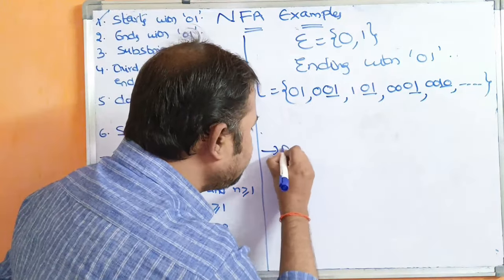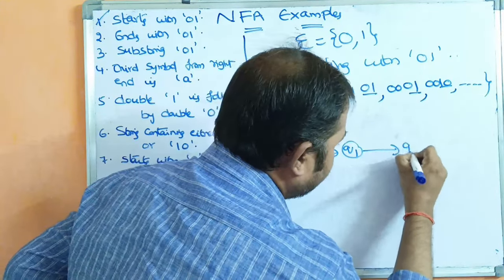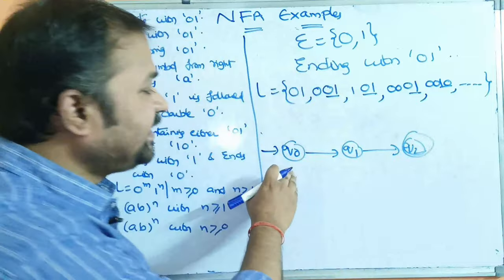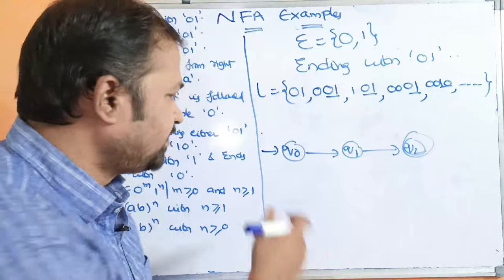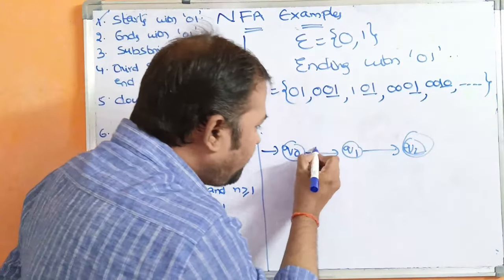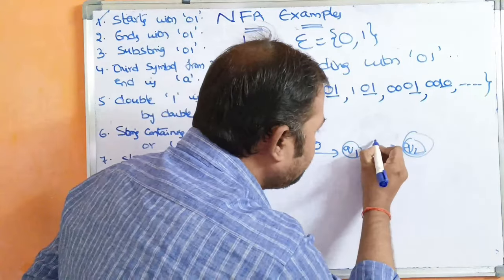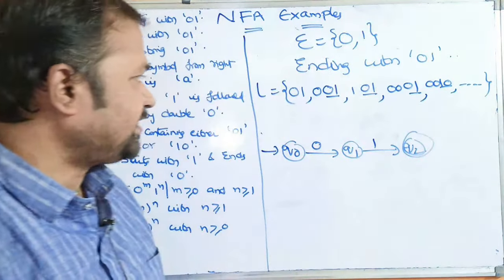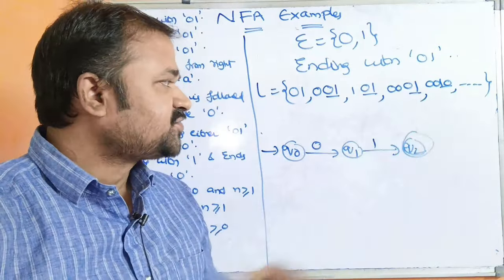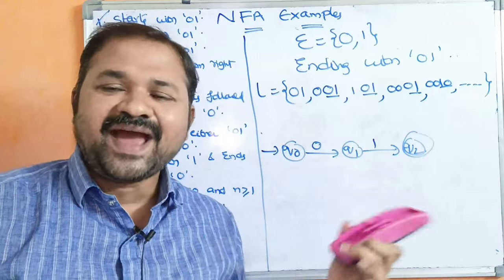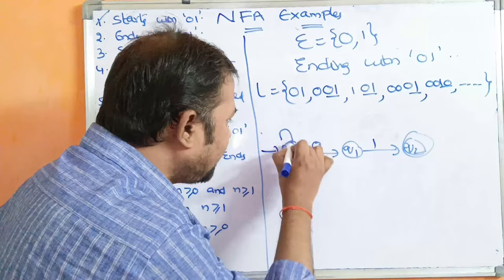The possible states here are Q0, Q1, Q2. Q0 is the initial state, whereas Q2 is the final state. Now let us apply 01. If we apply 0 on Q0, we are moving to the Q1 state. Let us apply 1 on Q1. So here we are moving to the Q2 state. Next, here the strings are ending with 01. So before 01, we can have any number of zeros and any number of ones. So simply we can apply the self loop.